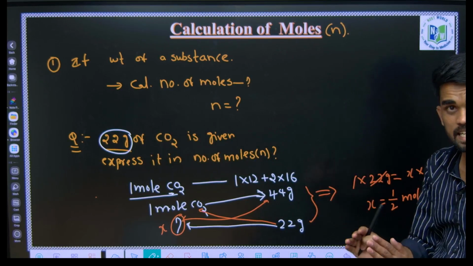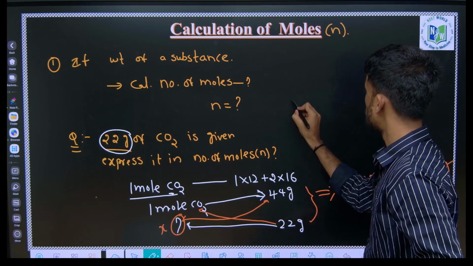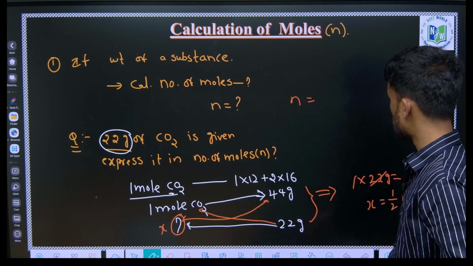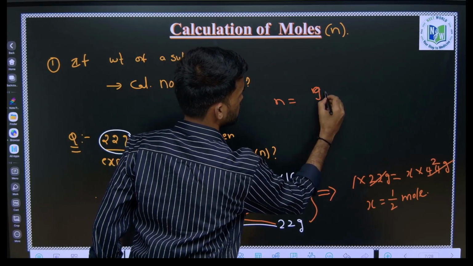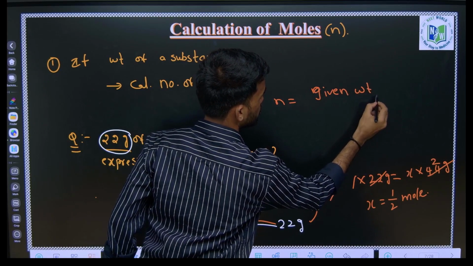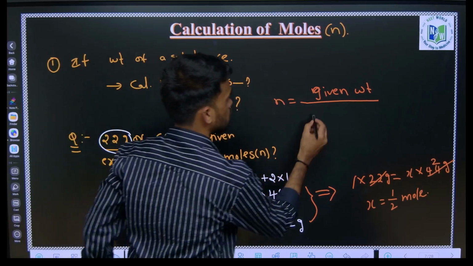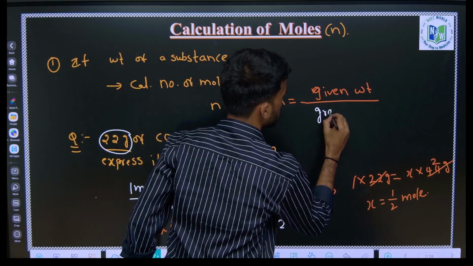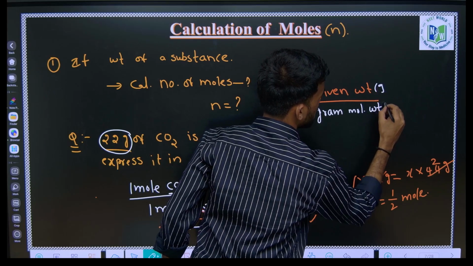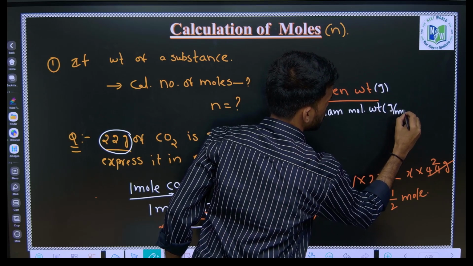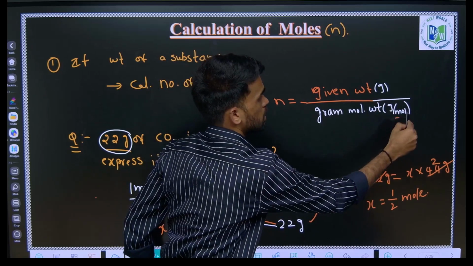Okay. So now let us generalize this type of calculation into a general formula. The number of moles you can calculate: n equals given weight divided by gram molecular weight. You just take whatever weight is given in the numerator, and here it is divided by the molecular weight. Both are in grams, and here it is gram per mole. If you do this, grams get cancelled and we are left with the number of moles.